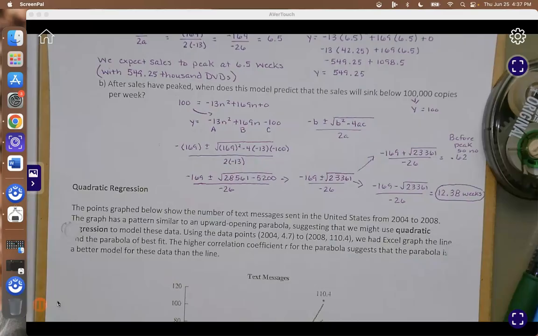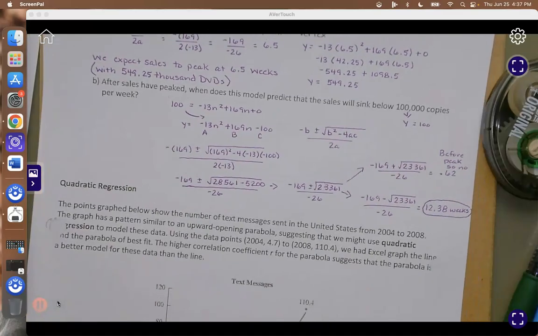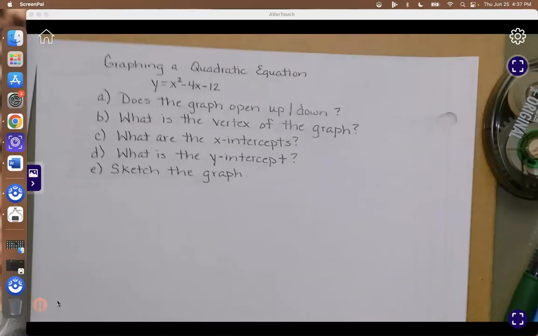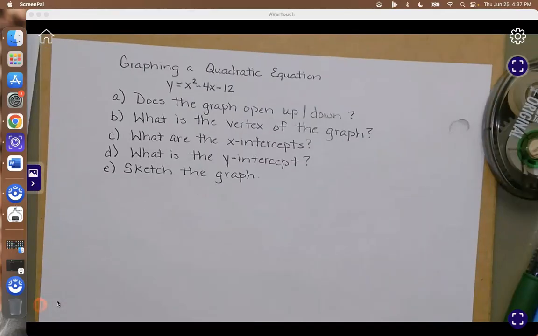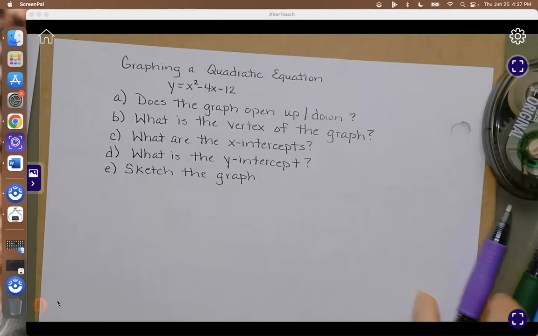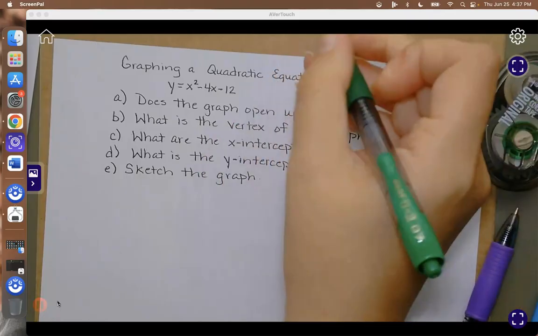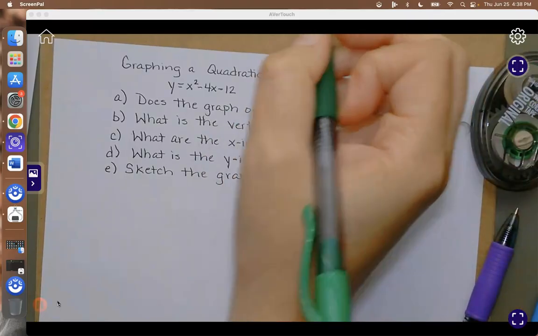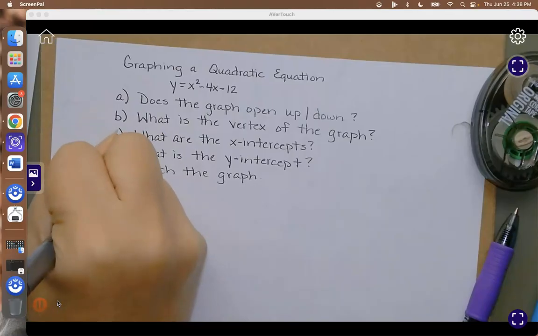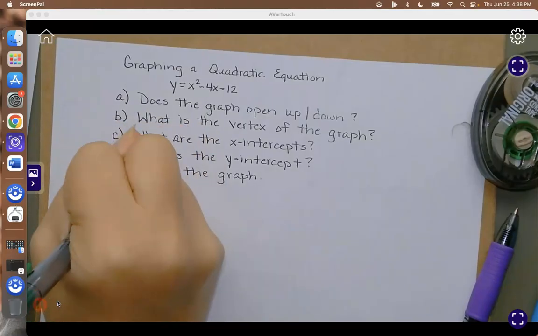Alrighty, let's see. I think that's all we're going to do on that. Now let's put all of this together. Okay? So, first question. Does this graph open up or down? Okay? So let's look at A.